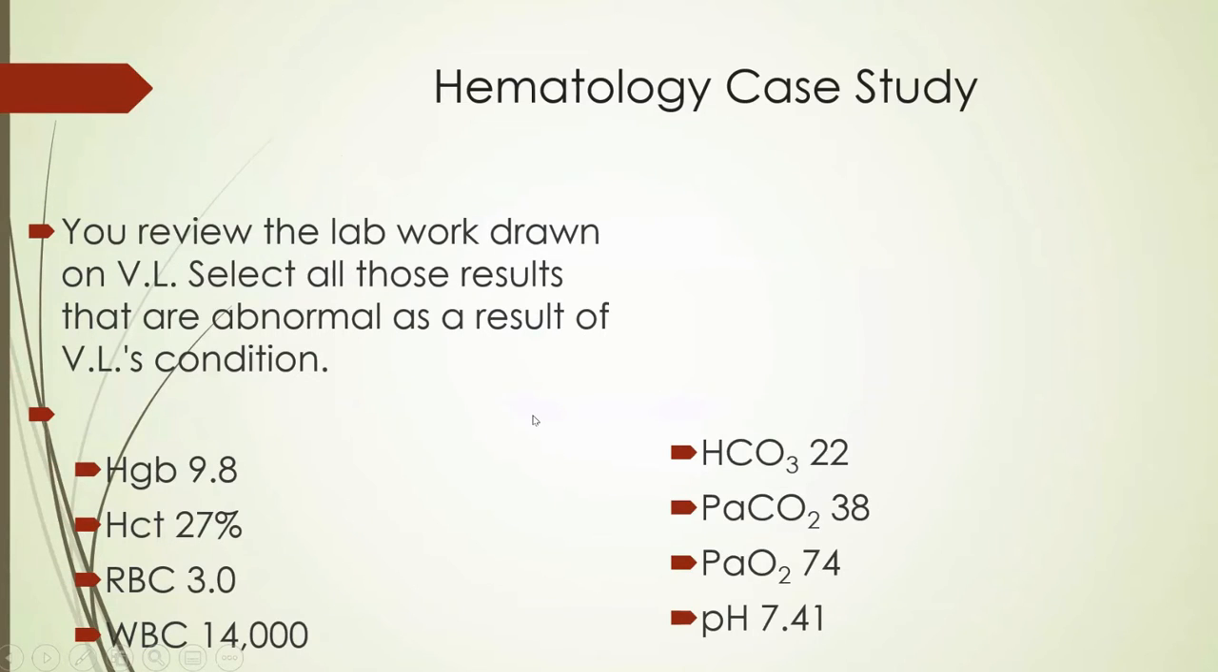So we get some lab work back. We want to look at which of these could be related to her condition. Some of them might still be abnormal, but some may not be related to her condition. So her hemoglobin being 9.8, yep, because we're dealing with an abnormality of hemoglobin with sickle cell, or with red blood cells. So her hemoglobin could be abnormal because of her sickle cell. What about the hematocrit? Yep, that could also be related to her sickle cell disease. How about the red blood cells?